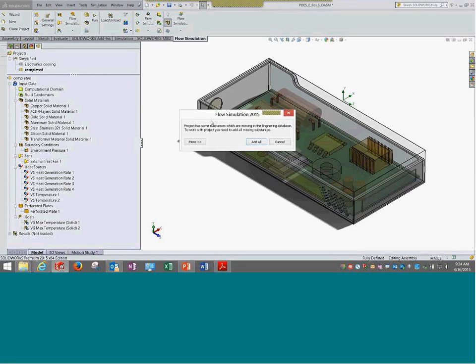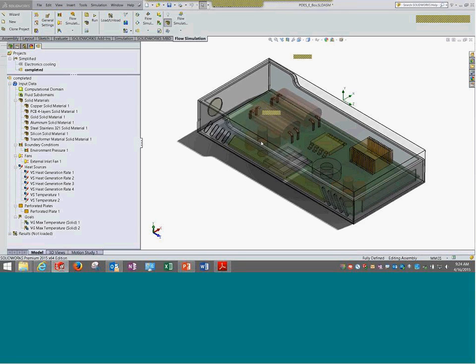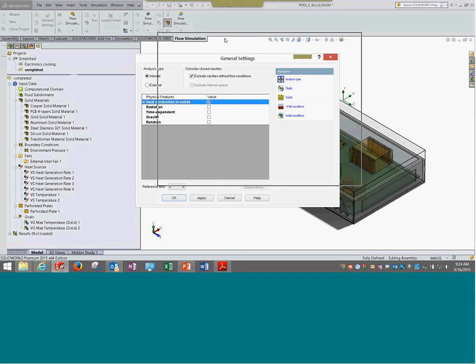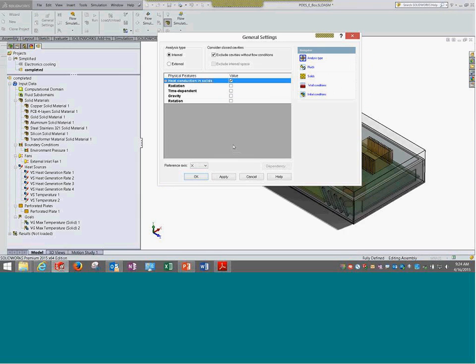Okay, let's get into general settings, which is nothing but the wizard of this particular tab. Assuming we are following that. Again, it is an internal flow analysis. We are adding cavities without flow conditions. Understood what this means yesterday.